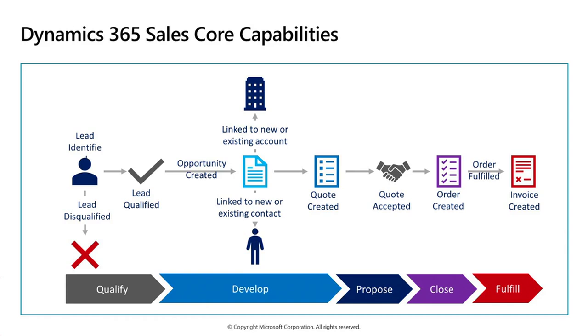The next stage will be proposing this quote to the customer. The quote could be accepted, and if the quote is accepted, you will move to the close stage where the order will be created. And when the order is fulfilled, you have the stage where you will be able to invoice the customer, so the invoice will be created. So this is the global sales process you have in Dynamics 365 Sales.